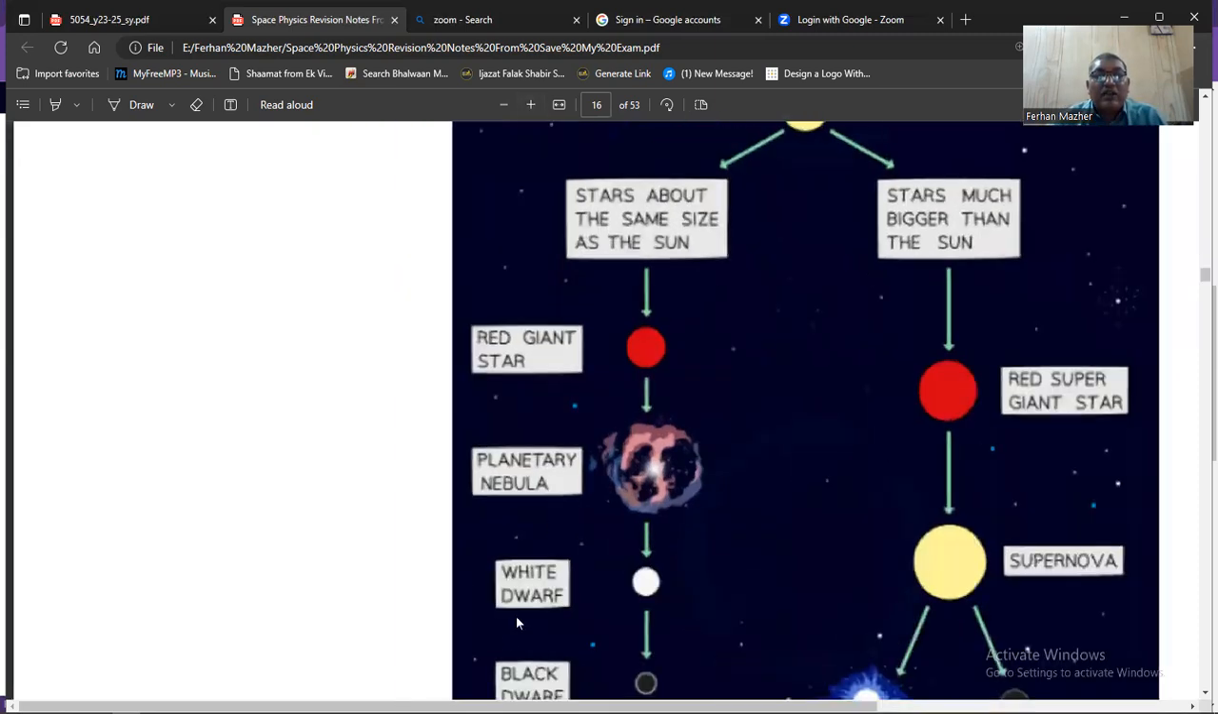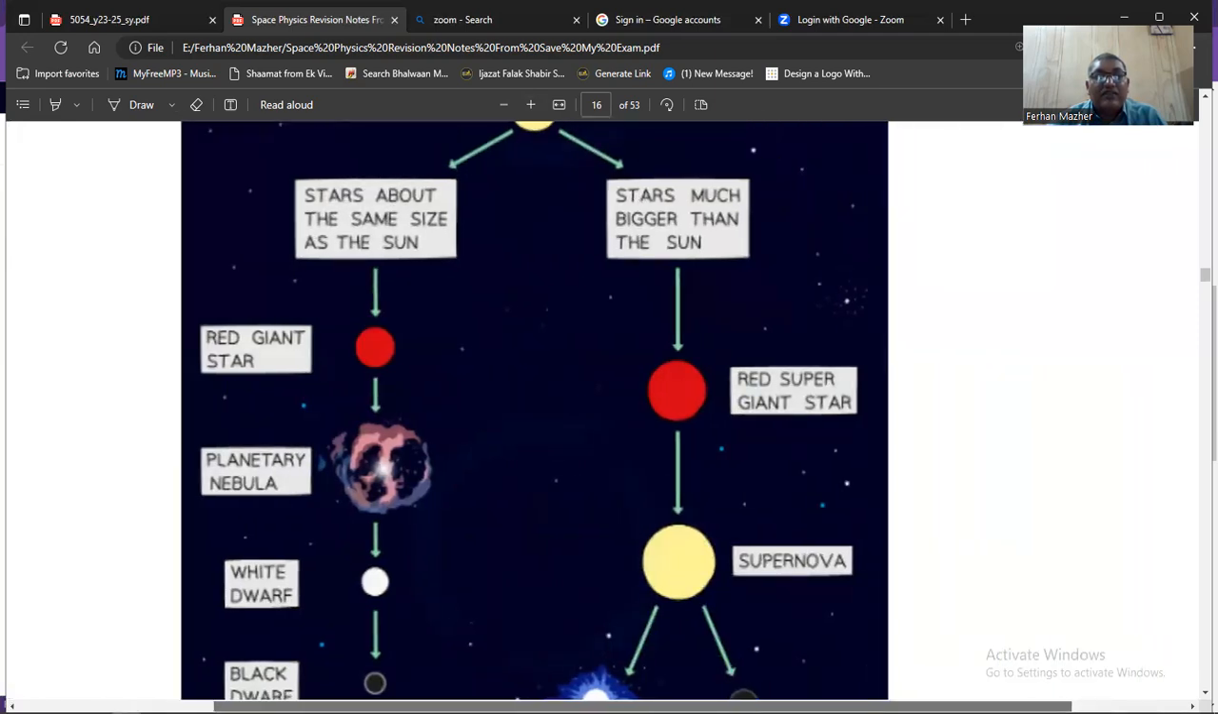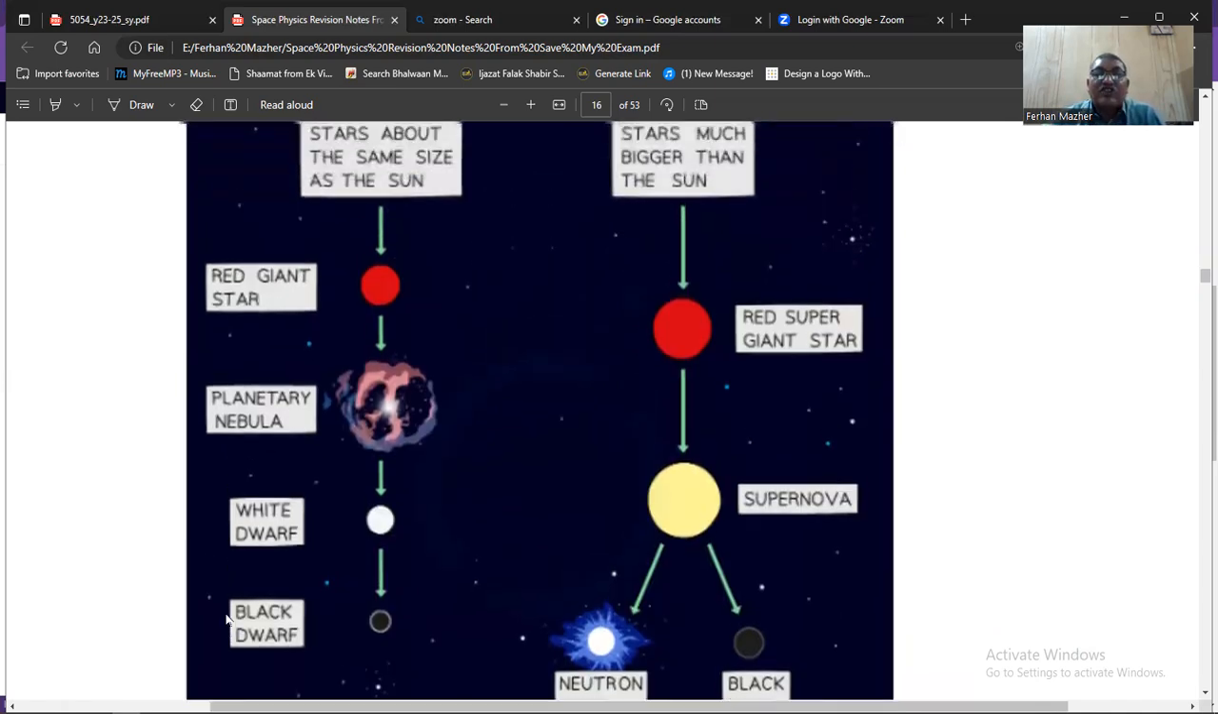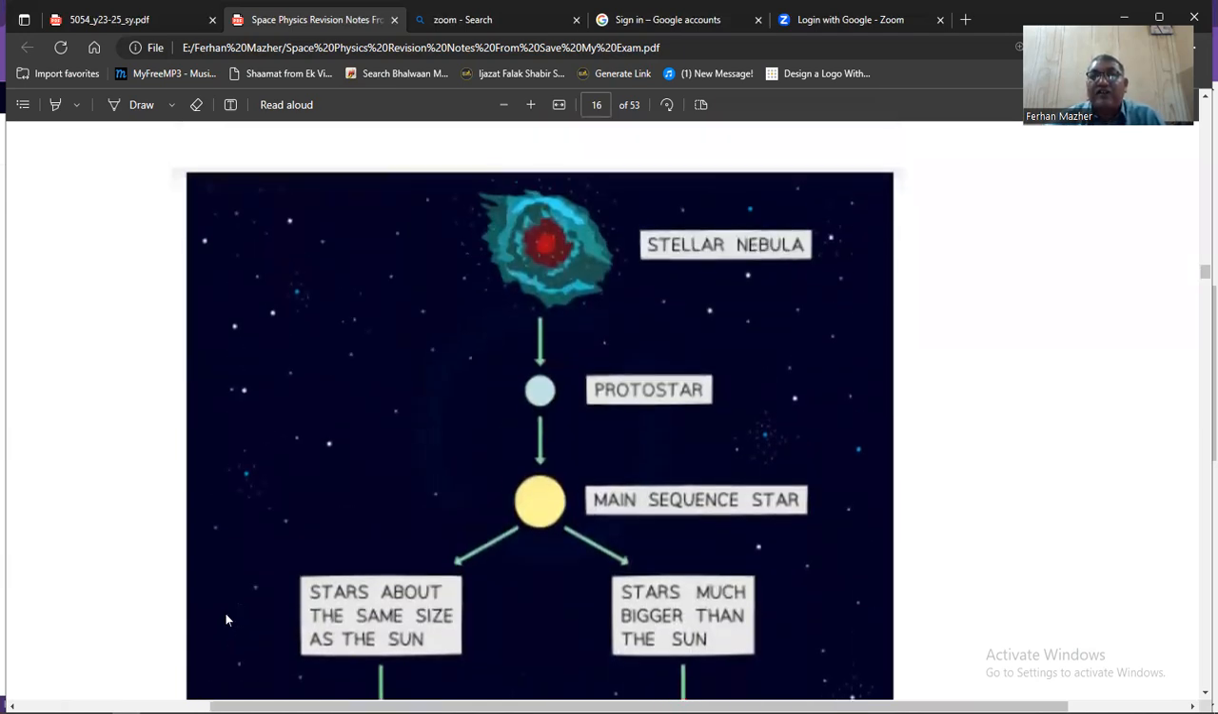So let me make the diagram bigger. This is a flow diagram showing the life cycle of a star which is the same size as the sun, one solar mass, and the life cycle of a star which is much bigger than the sun. This question is very, very important, in which we talk about the life cycle of the sun.